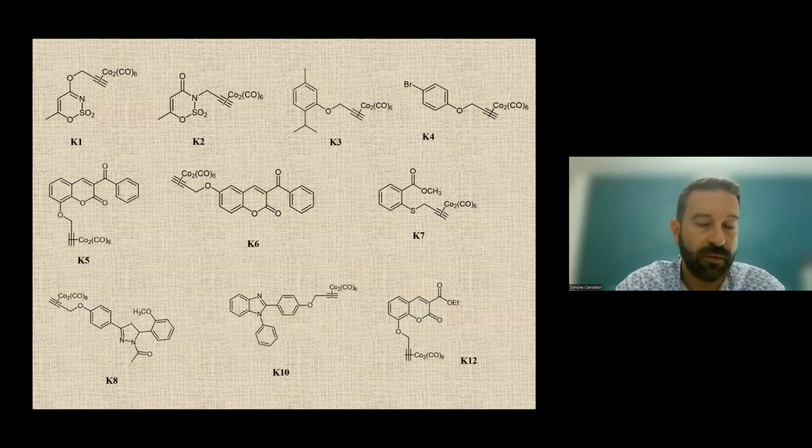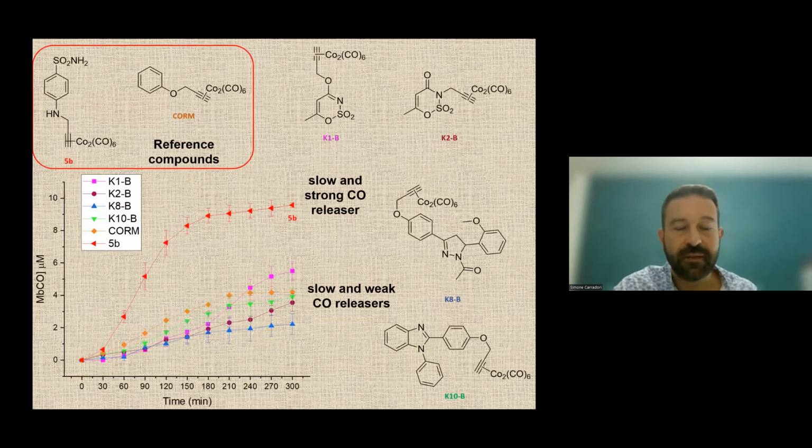These are the compounds that I want to propose today because they are the most interesting regarding the biological activity. In particular, they were tested together with two reference compounds, such as CORM-1, the first CORM which was synthesized by Professor Motterlini's group, and also this derivative. So as you can see, the reference compound 5B is a very slow but strong carbon monoxide releaser.